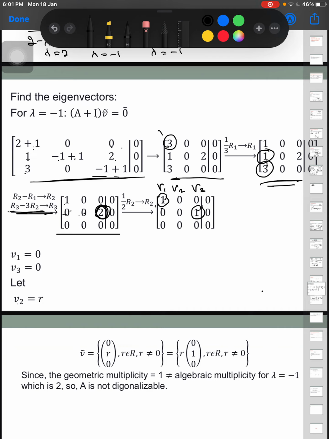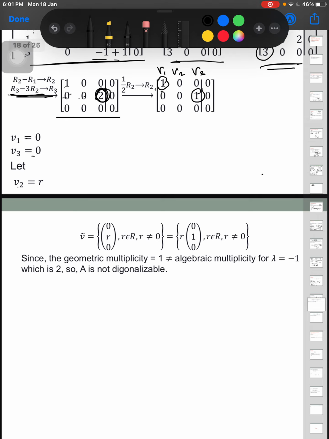is a free variable. Okay, so from the first row we have V1 equal to 0, and from the second row we have 1 V3 equal to 0. Okay, so for the free variable, we let V2 equal to R. Therefore we have the eigenvector V, which is equal to 0, R, 0, where R is an element of the real numbers and R cannot equal 0. Or you can write it in this form: R times 0, 1, 0, R an element of the real numbers and R cannot equal 0.